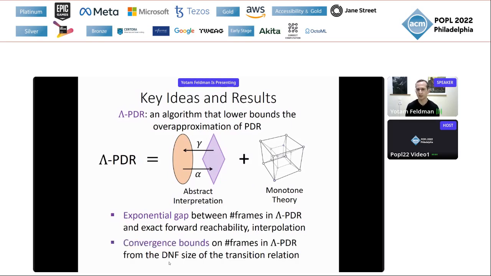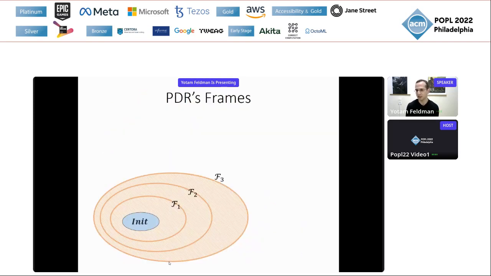And we also provide general bounds on the number of frames required for lambda PDR to converge, pertaining to syntactic properties of the transition system it's analyzing, bringing together results from abstract interpretation, the monotone theory, and completeness thresholds for bounded model checking. So let's start by describing lambda PDR. And to do that, let's dive more deeply into how PDR constructs its frames.